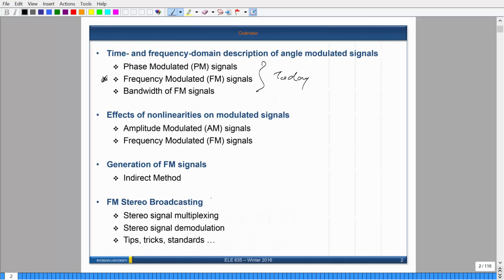Generating FM signals and stereo broadcasting, that'll be for later. That'll be the second part of the FM material, which is not going to be covered today, but we're mostly going to cover taking a look at PM, phase modulated, frequency modulated signals, and the bandwidth requirements today.